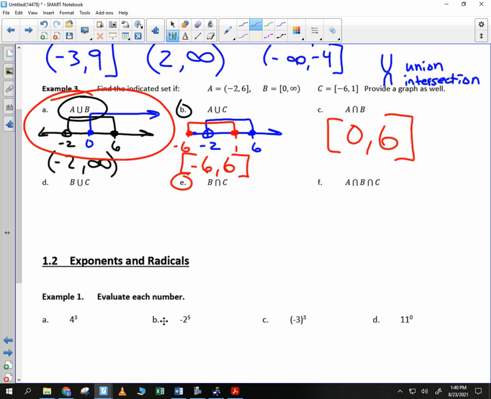Okay, let's see what we get. We've got B and C. So I'm going to mark down B. I got 0, closed circle to infinity. Everybody good with that? And then C is going to be -6 to 1, and it's a closed circle on the 1. I've got different colors so it's easier to see, but it looks like the overlap is just this region right here. So your intersection is from 0 to 1, and that's it. Questions on that?